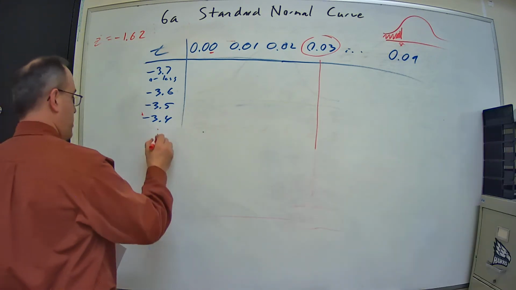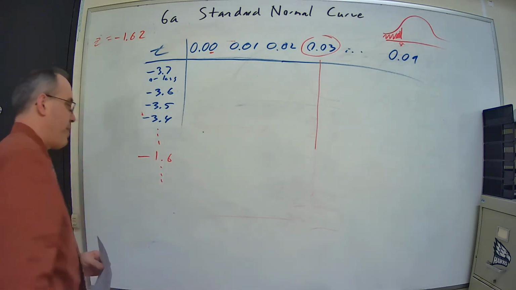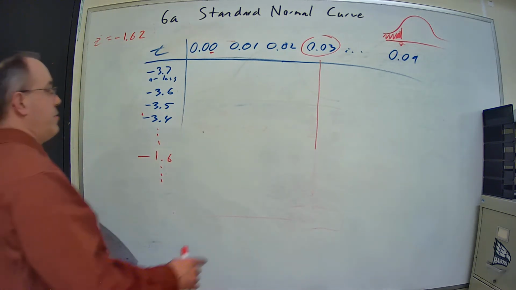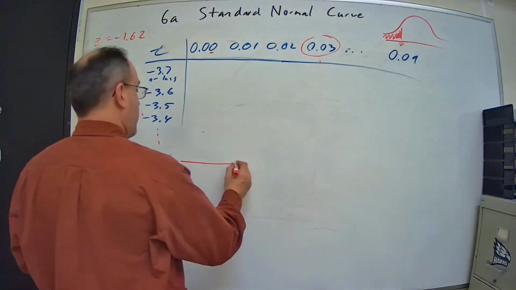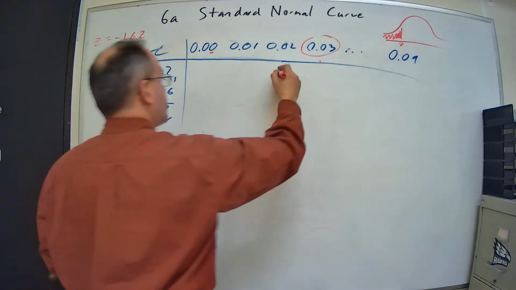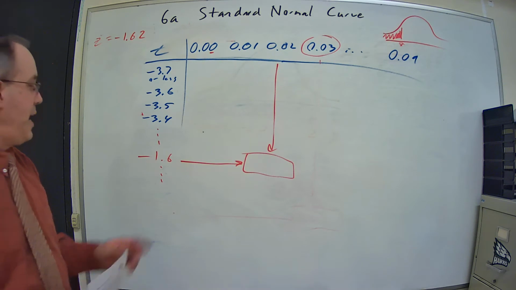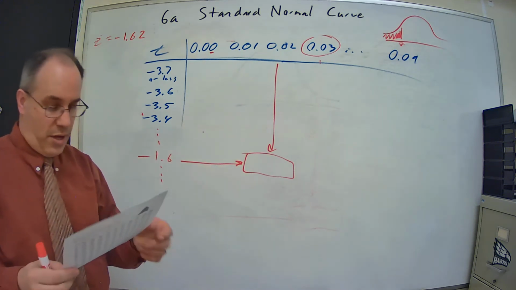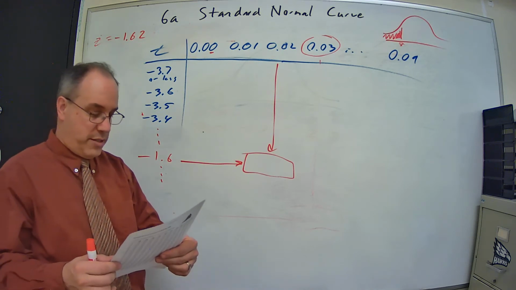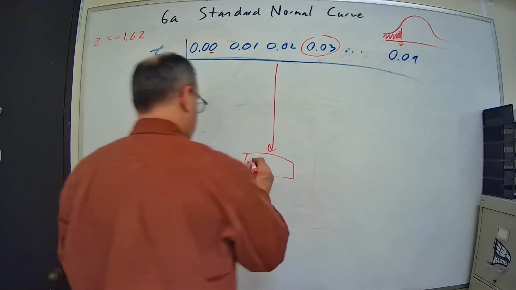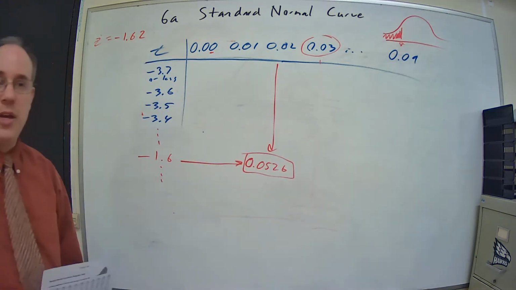Well, then what I'm going to do is come down the table until I get to negative 1.6, saving myself some time just writing that in there. And I'm going to go over, and then I need to get to 0.02. So for negative 1.62, I look in my table and I get 0.0526. 0.0526 is what it shows in my table.